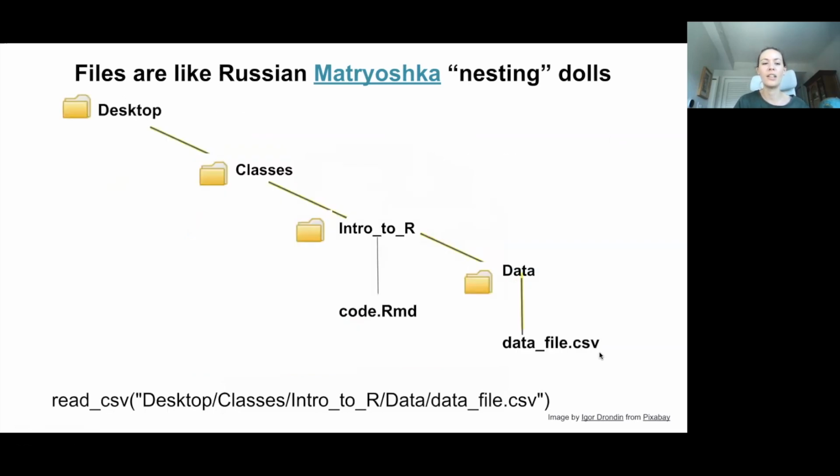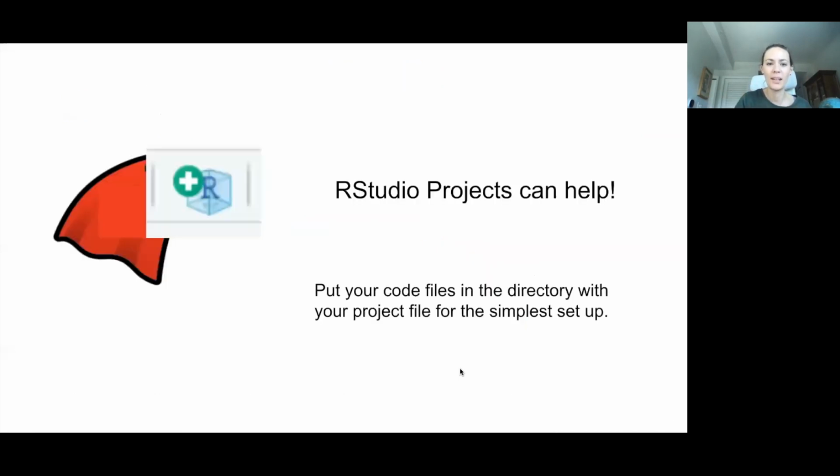And so looking at this another way, you've got from your desktop another folder inside called classes, another folder inside called intro to R. This has your code. Another folder called data, there's your data file. And again, this is the path to get all the way to the data file. And so in our code, we can't tell where anything is except for absolutely across our entire computer. So we have to show the computer where it is in a full absolute path.